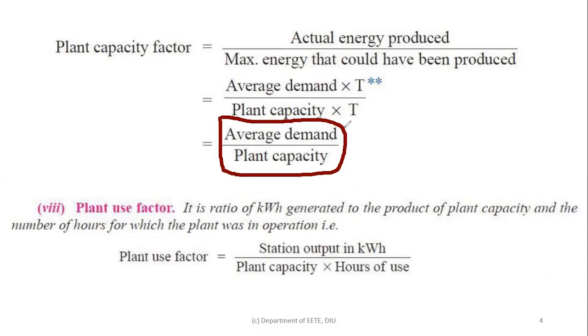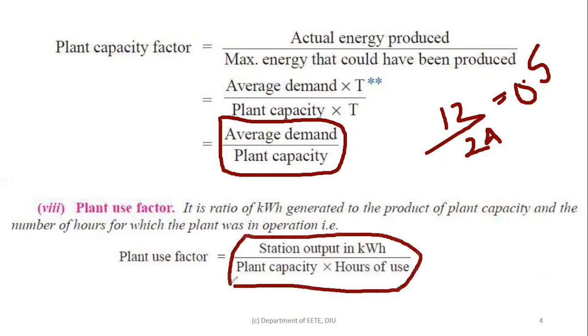So average demand is basically the average amount of power that the power plant is producing, but it has a particular capacity. Suppose it is producing 12 and it has the capacity of 24. So it is using 50%, and at that time the plant capacity factor will be 0.5. That's how we conclude the plant capacity factor. And similarly the plant use factor, that is how many hours you have used: the station output in kilowatt hours, divided by the capacity and the hours you have used.